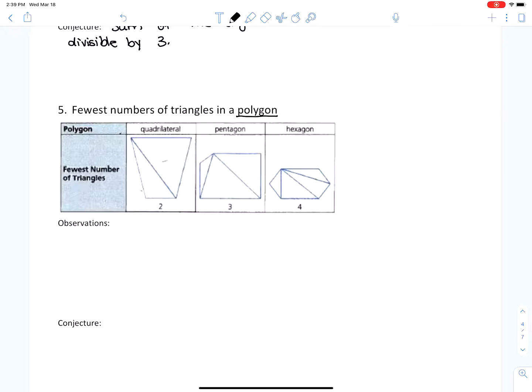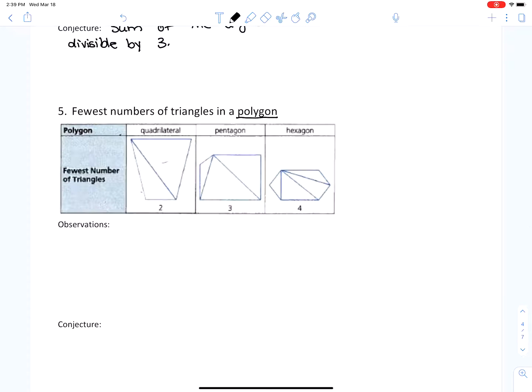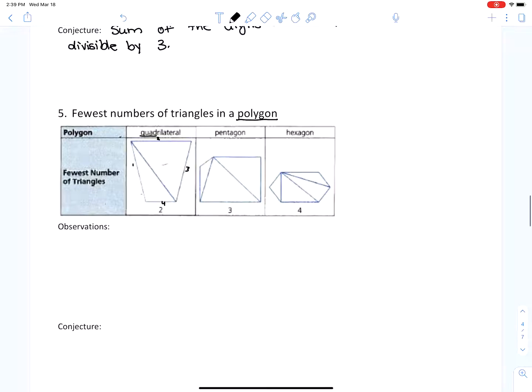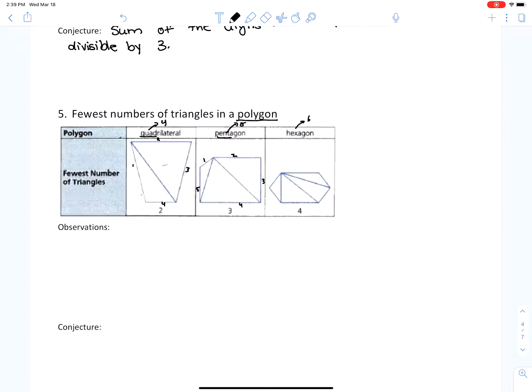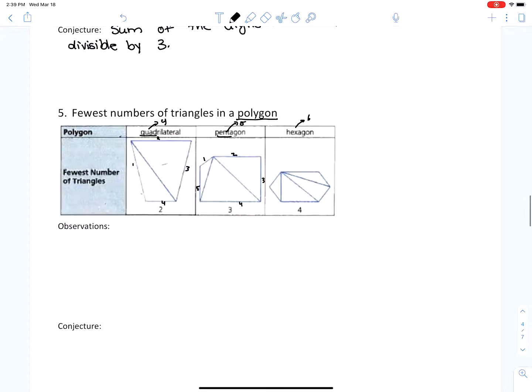The fewest number of triangles in a polygon. So what do I notice? When I have a quadrilateral, the word quad means 4, so there's 1, 2, 3, 4 sides. Pentagon means 1, 2, 3, 4, 5 sides. So you can see that this had 4 sides, this one had 5 sides. Hexagon would be 6 sides. So what are we noticing about the number of triangles formed?